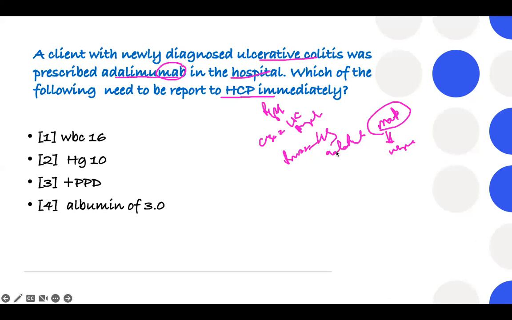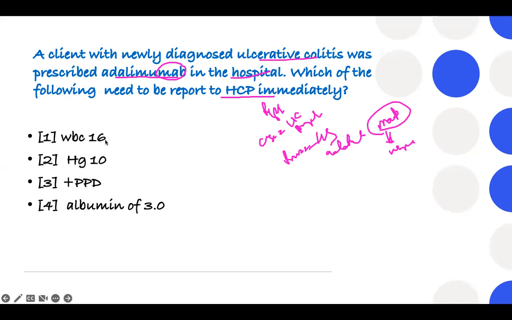Then I'll tell myself, adalimumab, the same as Humira, makes me immunocompromised. Therefore, anything related to that is mostly infection. If it makes you immunocompromised, your teaching should be infection related. Therefore, all my answers are going to be infection related. There's no other thing. Okay?